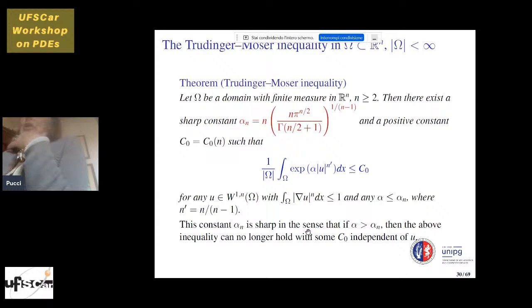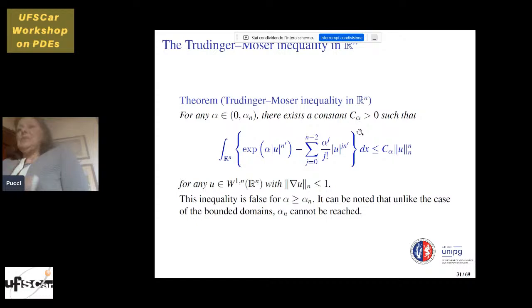So this is the Trudinger-Moser inequality, I just go very quickly. As you see, when omega is bounded in R^n, then the trace alpha_n, which is sharp, can be covered. I mean, alpha can be less than or equal to alpha_n, and as I said, alpha_n is sharp. In the entire space R^n, of course, the Trudinger-Moser inequality takes this form. And as you see in this case, alpha is strictly less than alpha_n. Okay? So the case alpha_n is not taken. Actually, the inequality is false if alpha is greater than or equal to alpha_n. And so in this case, alpha_n cannot be reached.